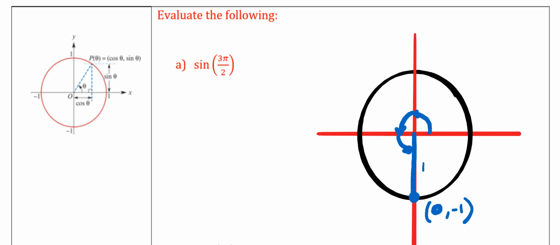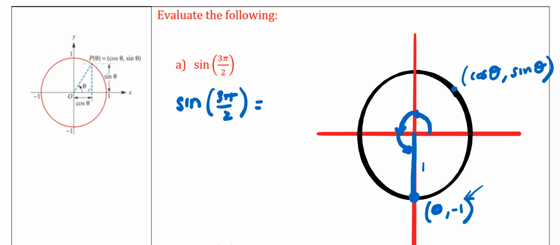So from this I can infer, remembering that any point on the circle is going to be (cos theta, sine theta), well, sine of 3 pi on 2 must be negative 1. So it's as simple as saying sine of 3 pi on 2 is negative 1. I could also infer, not that it's asked for, but cos of 3 pi on 2 happens to be 0. And if we're thinking, what would the tangent be?